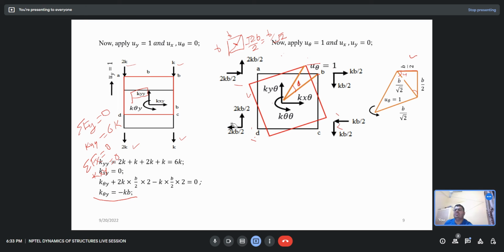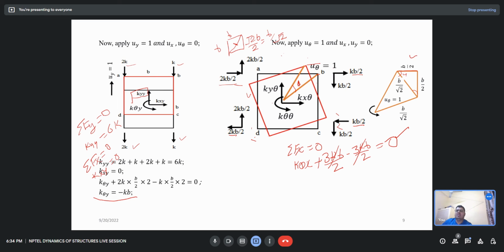Okay, so now if you understood this, now write the equation for the k theta x. So if you write the summation of Fx is equal to 0, so k theta x, this will be kb by 2, and this is 2kb by 2, so that becomes 3kb by 2 in that direction, and this kb by 2 and this 2kb by 2 in the opposite direction, that is 3kb by 2. The sum is equal to 0, so they will cancel out each other, so k theta x is coming out to be 0.